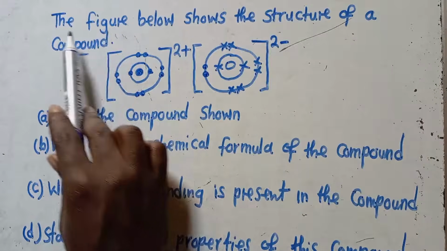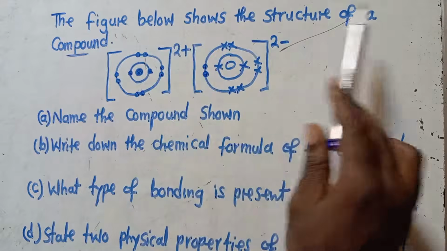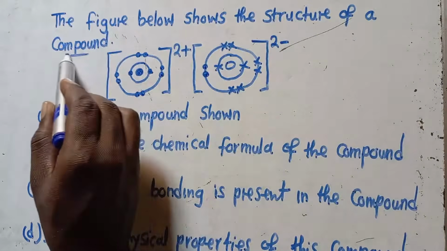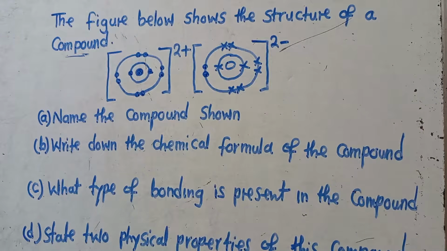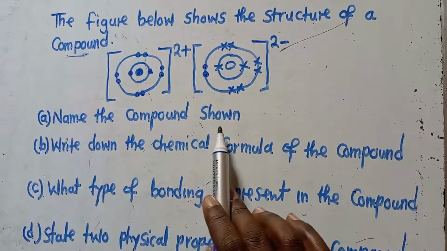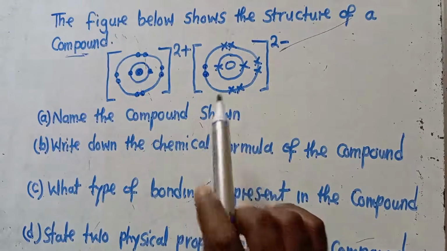The question is saying the figure below shows the structure of a compound. The first question you need to have is, what is a compound? A compound is a combination of two or more substances that are combined chemically. So this is a chemical combination of two or more substances. First question here is saying, name the compound shown. What is the name of this compound?